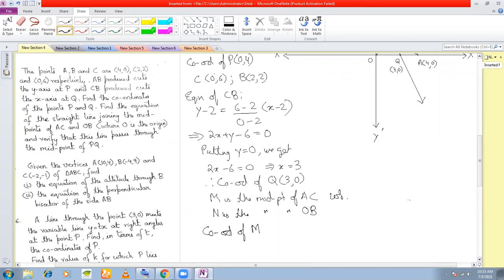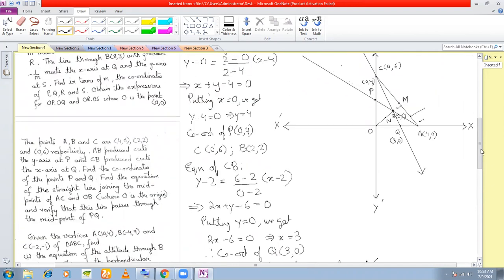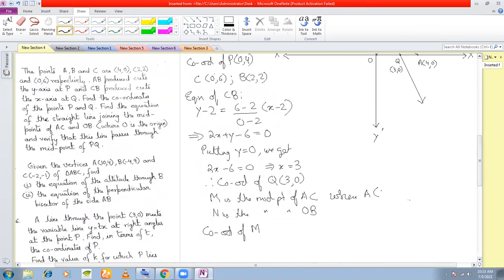Right? Let us write down the coordinates of A and C also. What is the coordinates of A? Coordinates of A is (4, 0) and coordinates of C is (0, 6). So what should be the coordinates of M? M is the midpoint of AC, right? The midpoint formula.